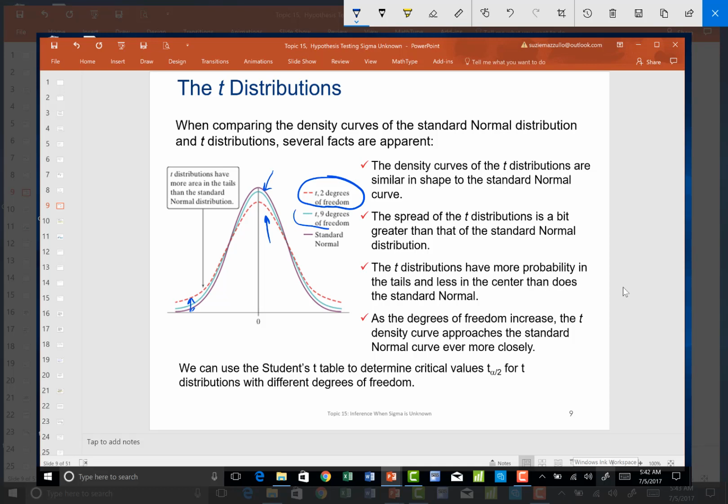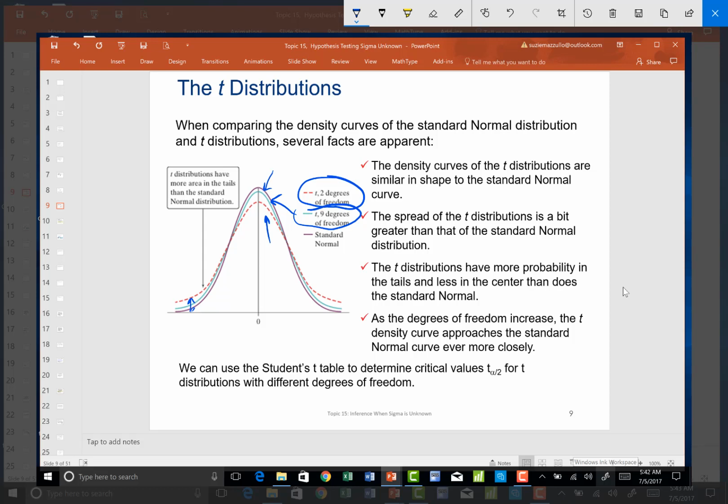As my degree of freedom increases, look what's happening, which is this green line right here. It's starting to come up to where the standard normal distribution is, and there's much less probability in the tail end than the degree of freedom of 2, and it's converging, getting closer to what the standard normal distribution looks like.